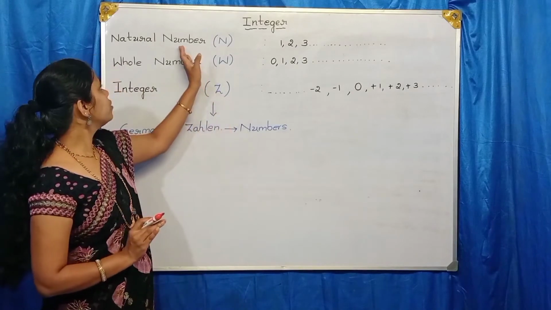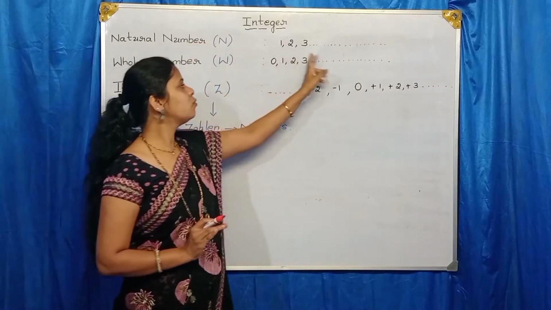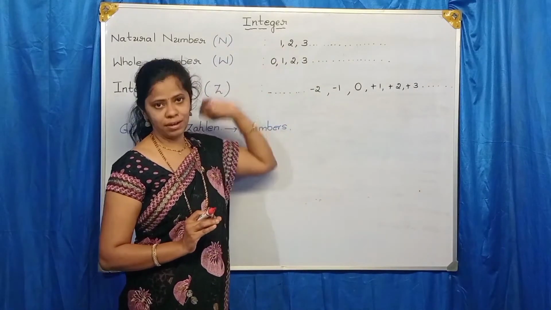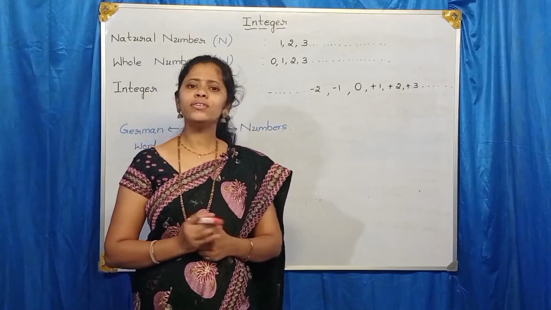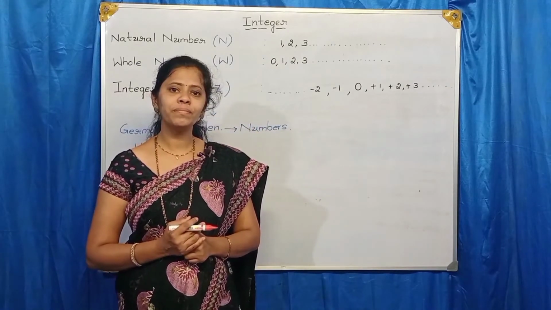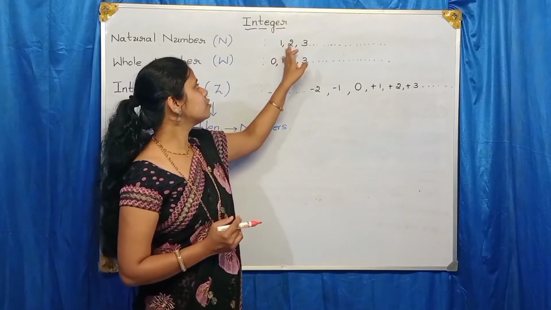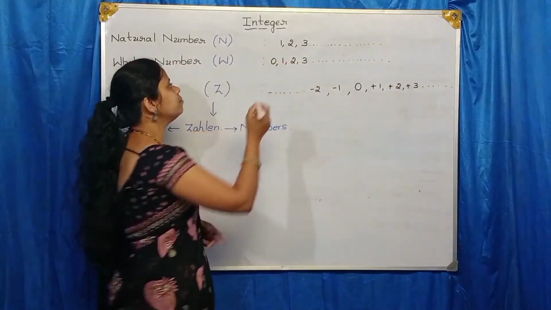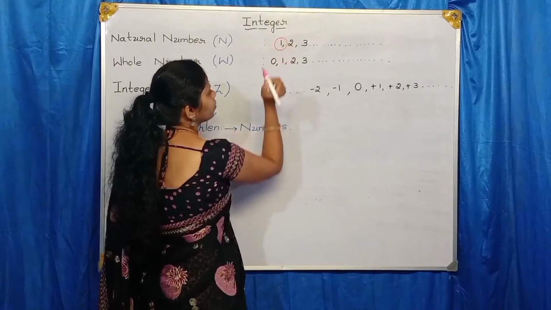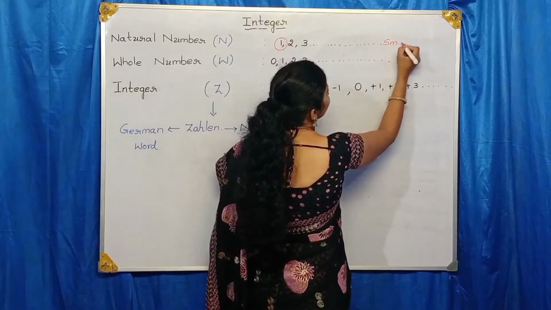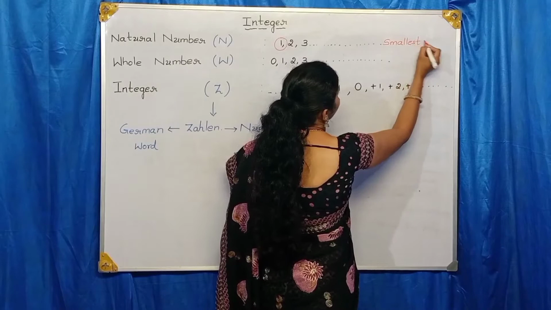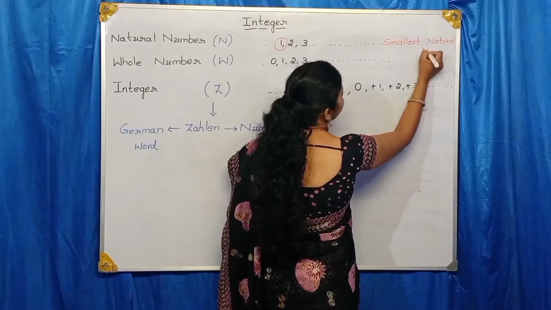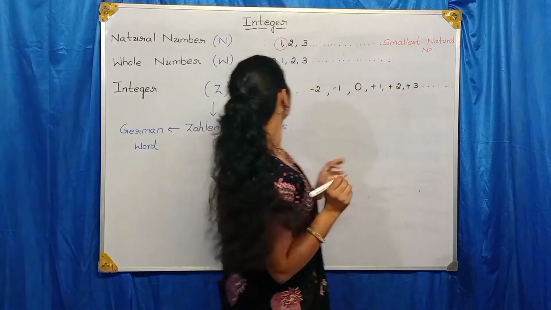Okay, now observe the natural numbers 1, 2, 3 and so on. The natural numbers start from the number 1, right? Now can you tell me which is the smallest natural number? Yes, 1 is the smallest natural number. I will write the shortcut for number.